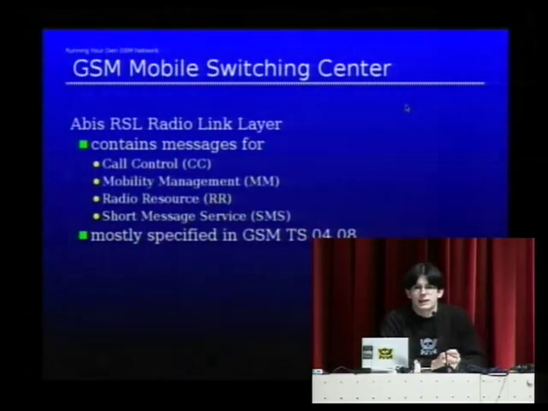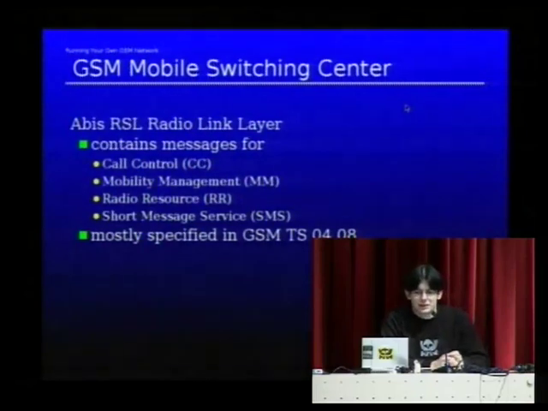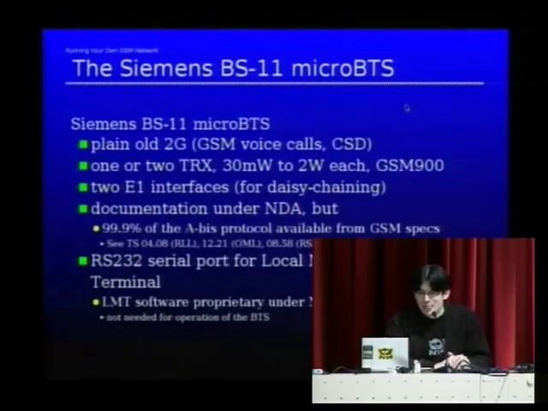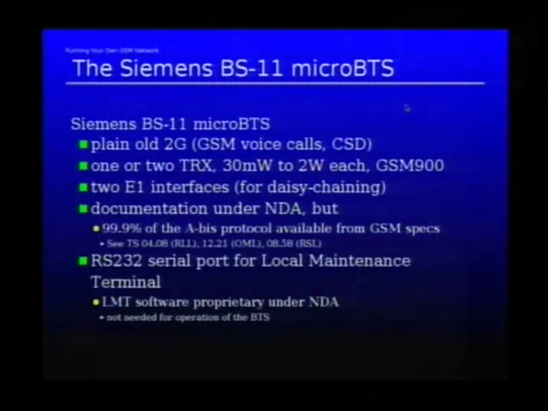There's mobility management, which is for actually like roaming, knowing where a mobile handset is, registration, handover, and so on. This is radio resource, which is, as the name indicates, about radio resource management, and short message is a separate layer. Those are mostly specified in GSM specification 04.08. I think that's about 1,000 pages, so it's not all that much in GSM terms. The system that we have right here is a Siemens BS-11 microBTS, and Dieter is going to cover a couple of slides about that one.